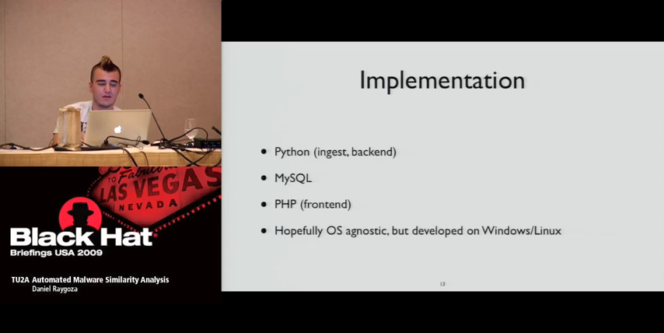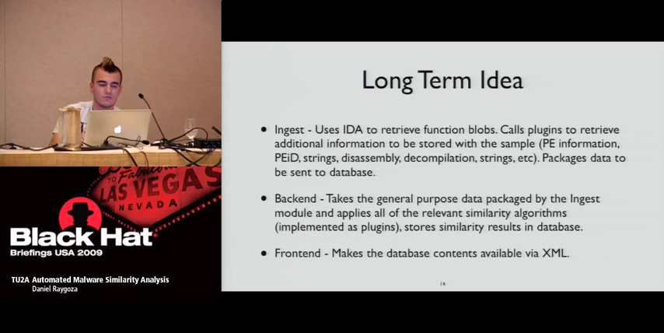So just quickly, the implementation details. It's written entirely in Python, MySQL, and PHP for the front end, and it should work on anything IDA works on, really. So the long-term idea in trying to go forward with this is to simply stick to using IDA for the function blobs and extracting all the individual components, feeding all this data through components that can extract the data we think could be used for determining similarity.